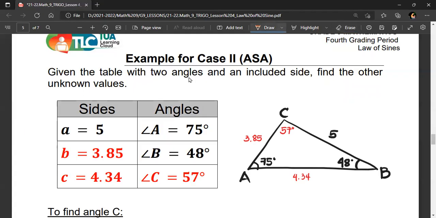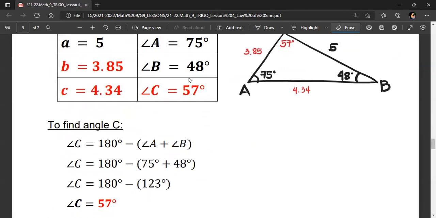Therefore, if we add 75 and 48, we could come up with another value and then subtract it from 180 and come up with 57. Parang kumbaga, ito ay sinubtract lang by 180 over here. Like angle A added to angle B plus angle C is equal to 180. Now, the value of angle A is given, which is 75, plus 48, and angle C is not yet given, and it is equated to 180 degrees.